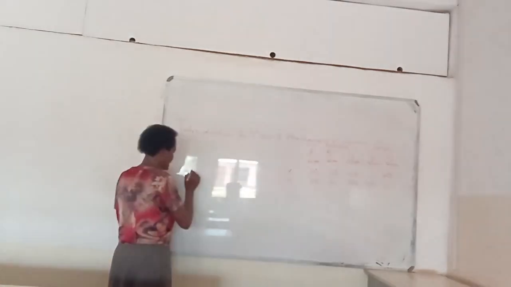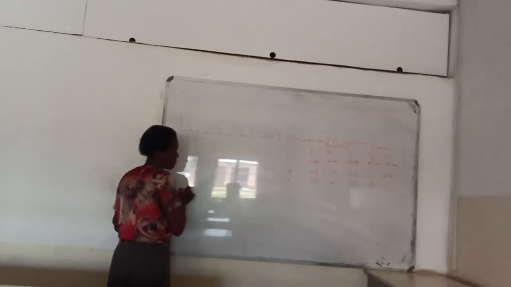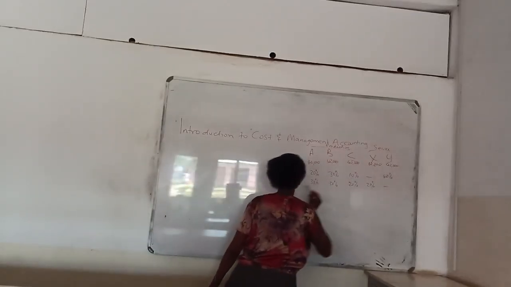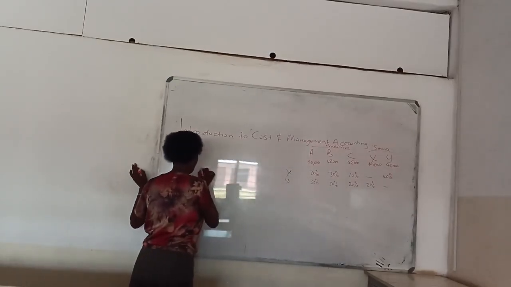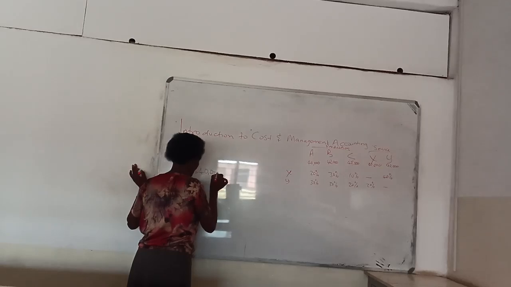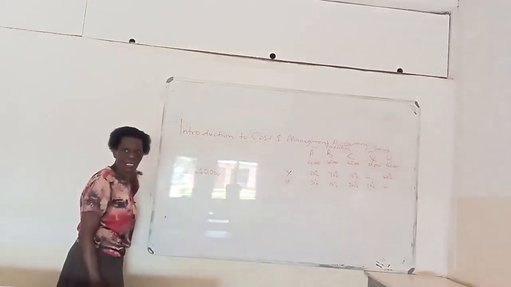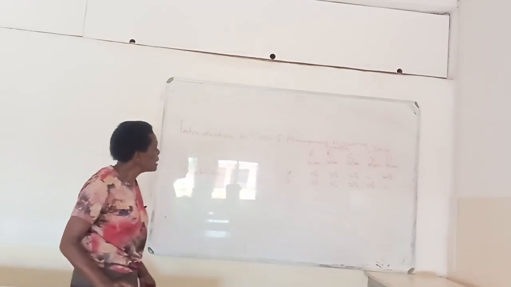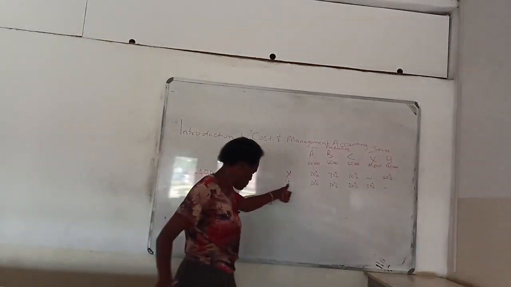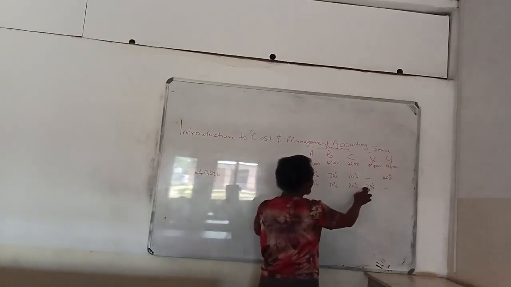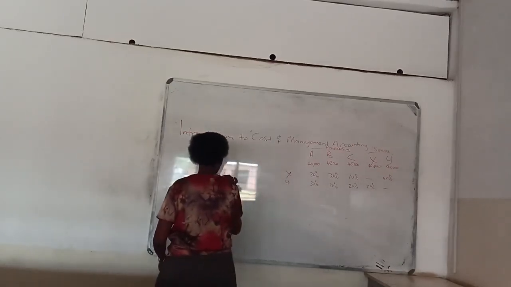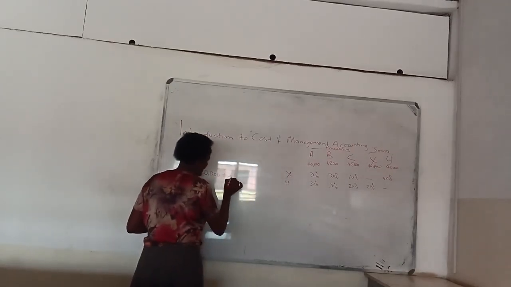Apart from X himself having how many? 40. X has got 40,000. But apart from the 40,000 he has, he also has to get from Y 20%. So we are going to add 20%.